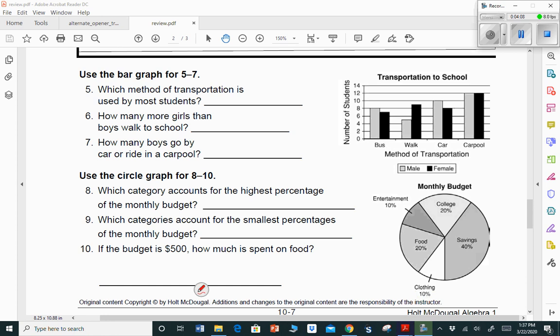Okay, then you can answer these questions for yourself. Go ahead and write your answers in your notes, and pause the video and then turn it back on when you're ready for the answers.